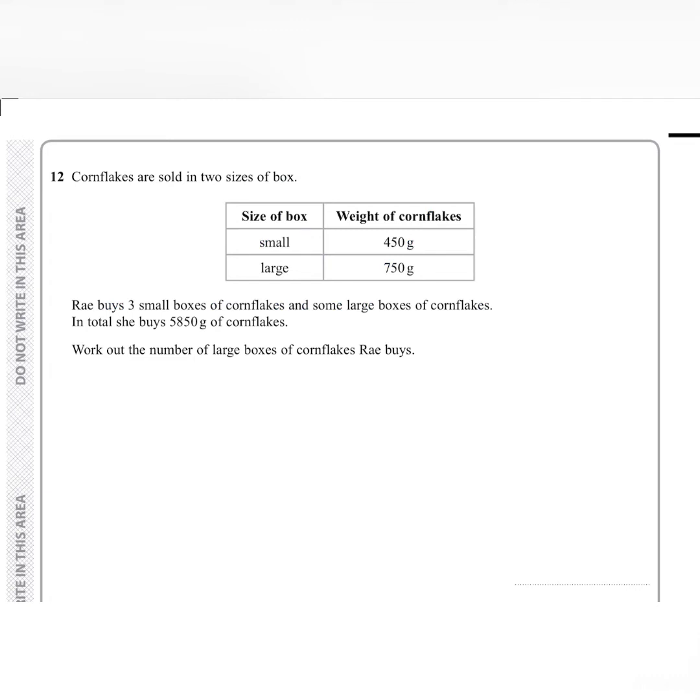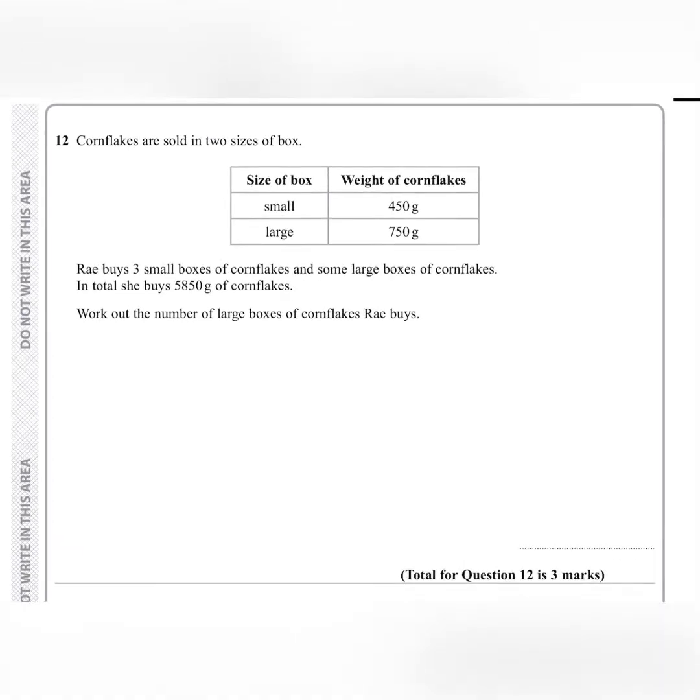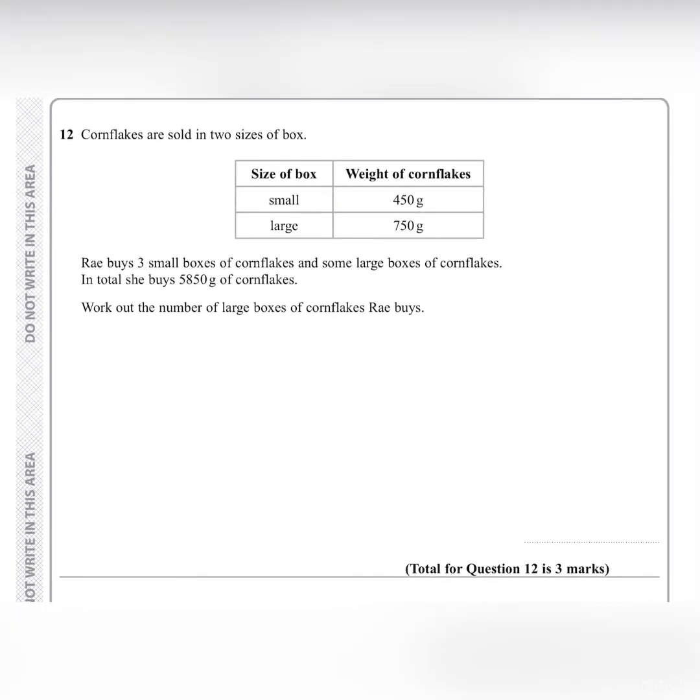Okay, question number 12. It says cornflakes are sold in 2 sizes of box, and we got small, where the weight of cornflakes is 450 grams, and then the large box, the weight is 750 grams. It says Ray buys 3 small boxes of cornflakes and some large boxes of cornflakes. In total, he buys 5,850 grams of cornflakes. Work out the number of large boxes of cornflakes Ray buys.